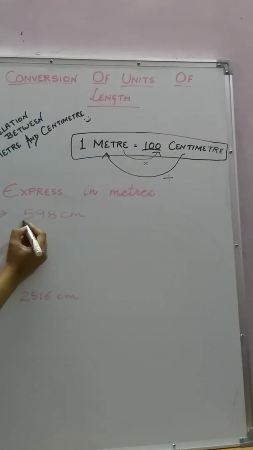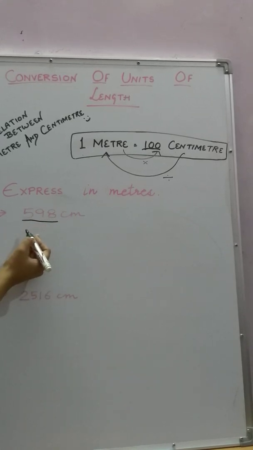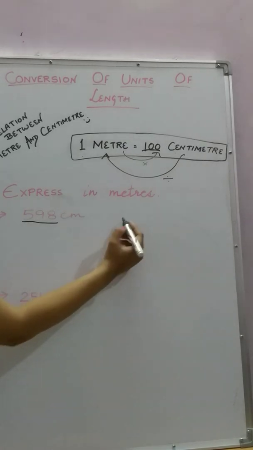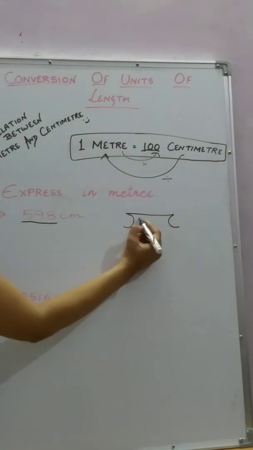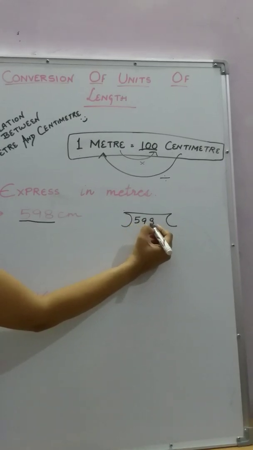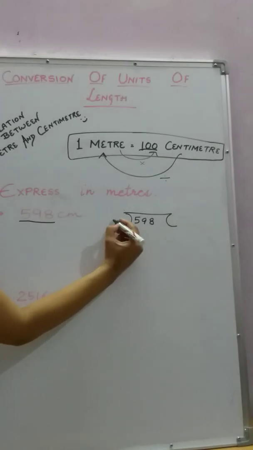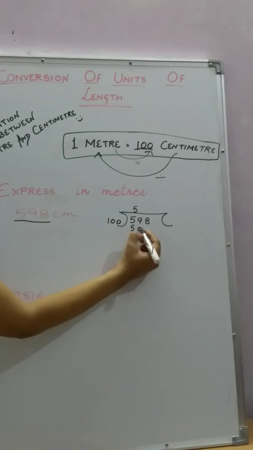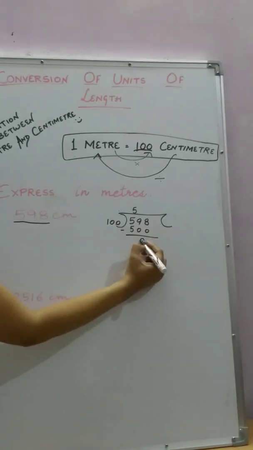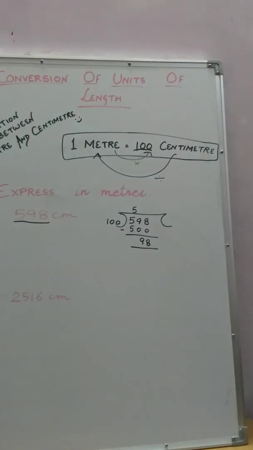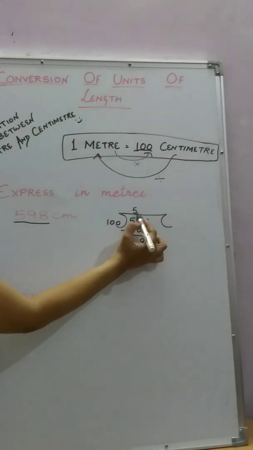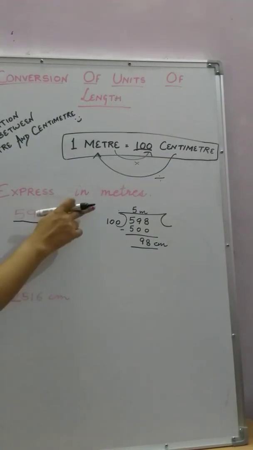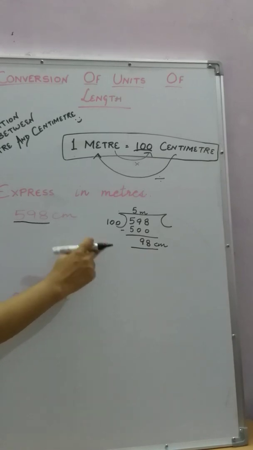Let's see some examples. Here we have 598 centimeter. This we have to convert into meter. So what will we do? We will divide this number 598 by 100. So 100 fives are 500 and here the remainder we got is 98. So it is 5 meter 98 centimeter. Our answer is 5 meter 98 centimeter. We can solve like this.